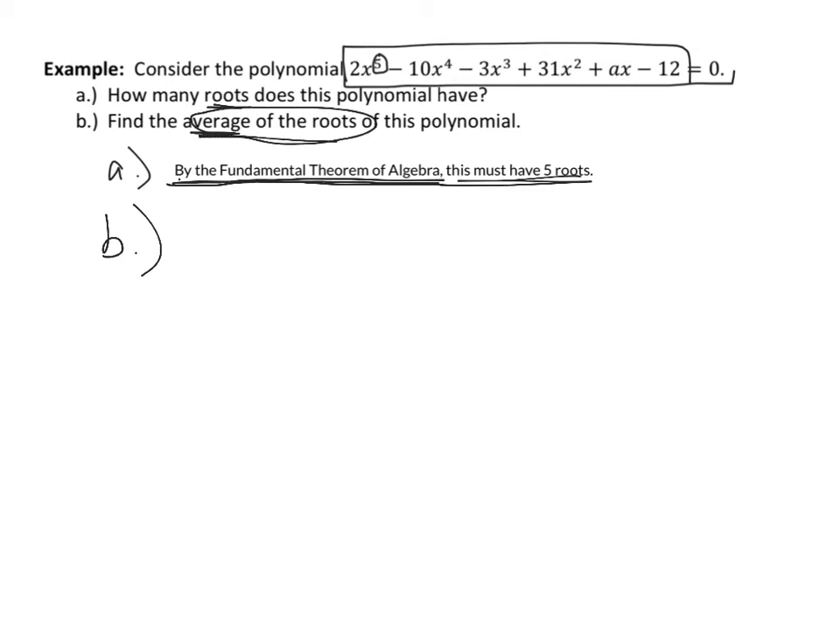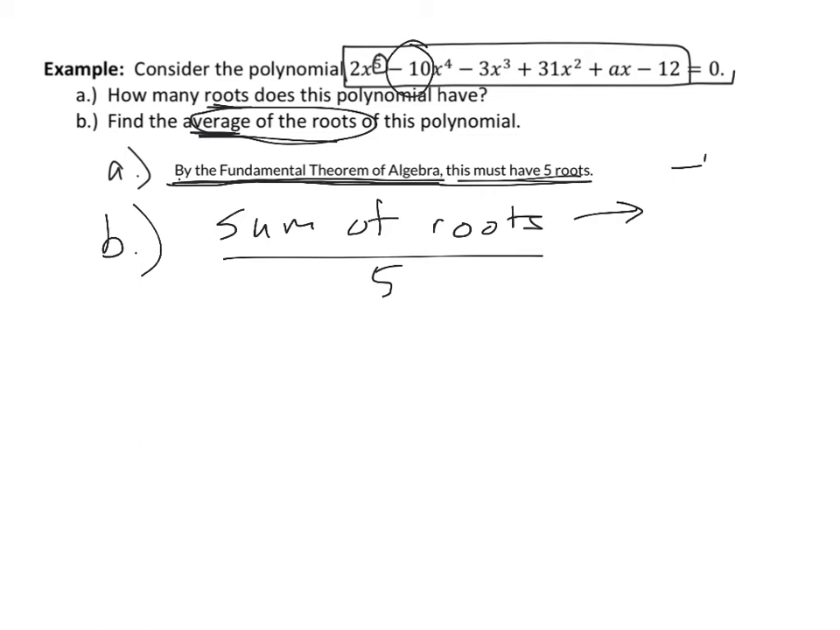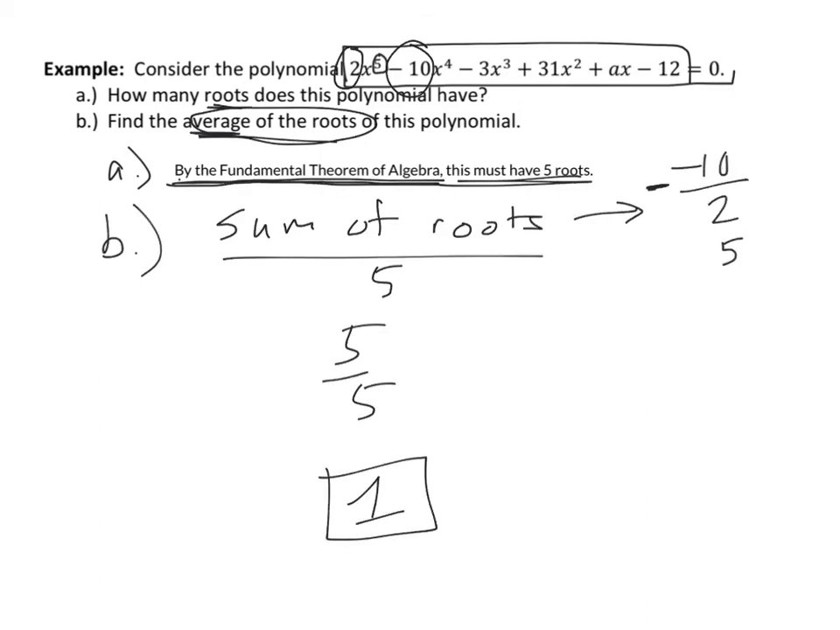Pause the video for a moment, see if you can think about how you're going to want to do this. Well, I guess what we're thinking is that we could do the sum of the roots and then divide it by how many roots there are. So how am I supposed to find the sum of the roots? The sum of my roots is supposed to be the second coefficient divided by the leading coefficient, and it's always supposed to be negative, which is 5. So this is 5 divided by 5, so the average of the roots of this polynomial is 1.